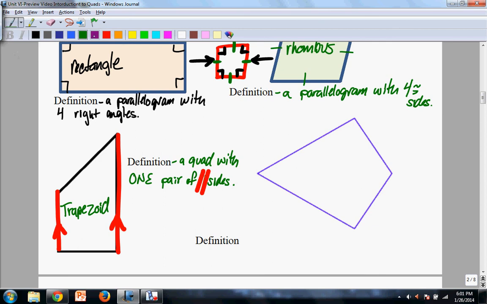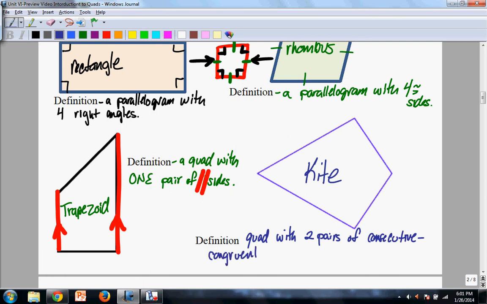And last but not least, something that you may not have known is an actual geometric shape would be a kite. By definition, a kite is a quad with 2 pairs of consecutive congruent sides. 2 pairs of consecutive congruent sides.